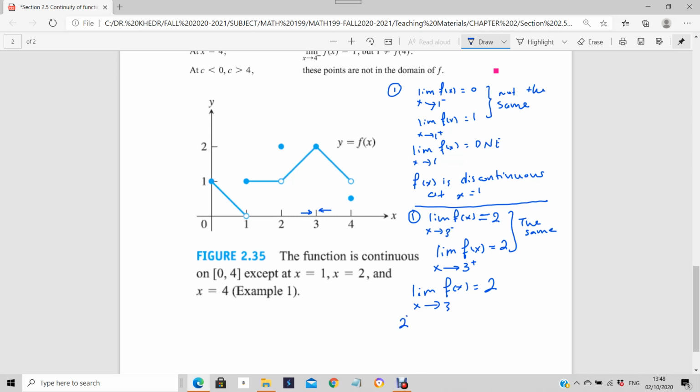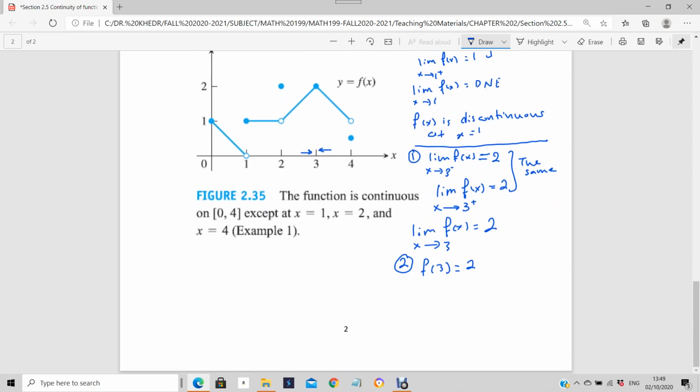So the second condition is the value of the function. What is the value of the function at 3? So f of 3. From the graph here, when x equals 3, y is equivalent to 2, because there's a closed circle here. So this is 3. This is 2. So at x equals 3, f of 3 equals 2. See, from condition 1, the limit is equivalent to 2. From condition 2, the value of the function is equivalent to 2. And hence, because they are the same, we can say the function is continuous.